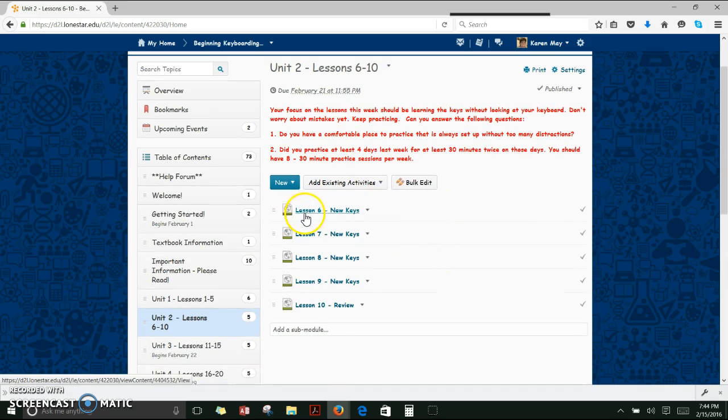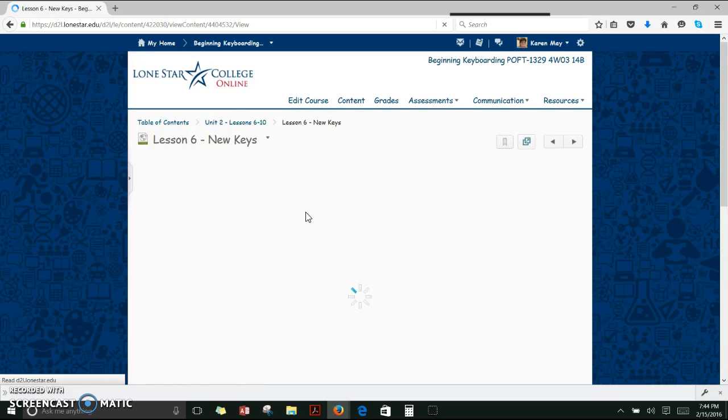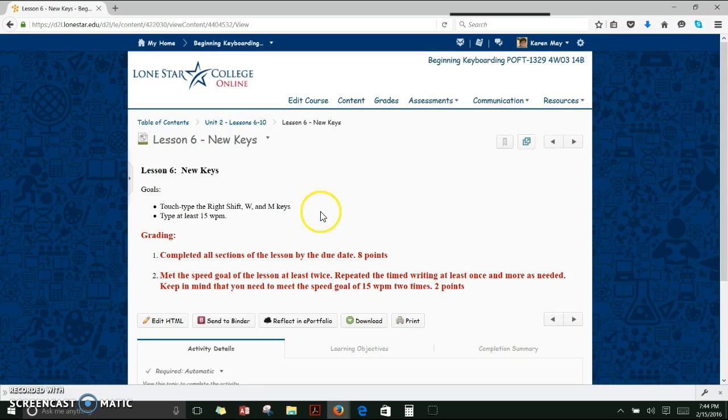It's also a good idea before you start the lessons to look at each of these files that I have provided that gives you a little information about the lessons. It just tells you what your goals are, what your speed goal is. Please practice the timed writings at least twice. If you don't meet the speed goal, I would practice it even more, as much as possible. Each of the lessons has a timed writing section. And then it tells you what you're graded on.